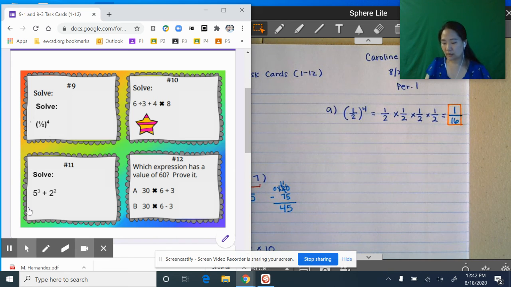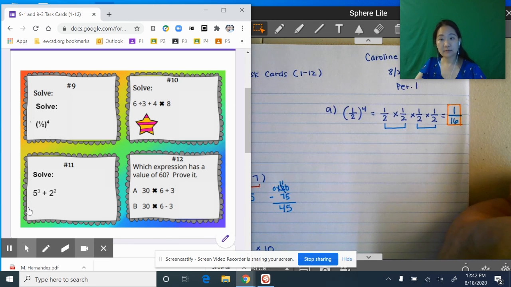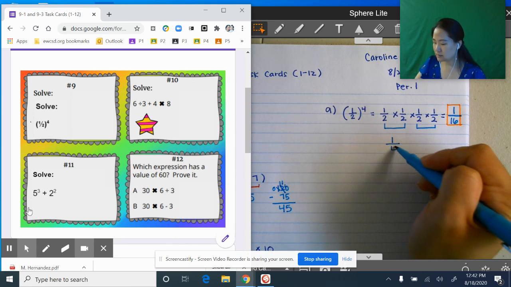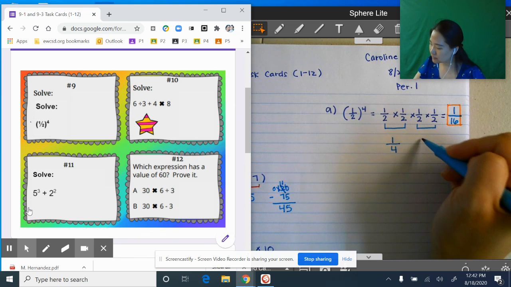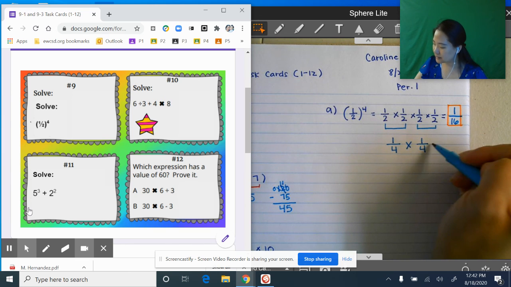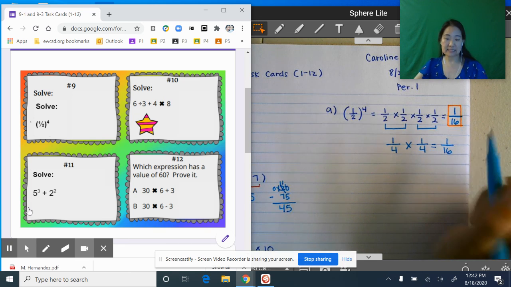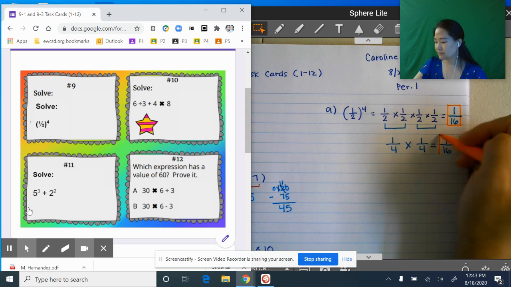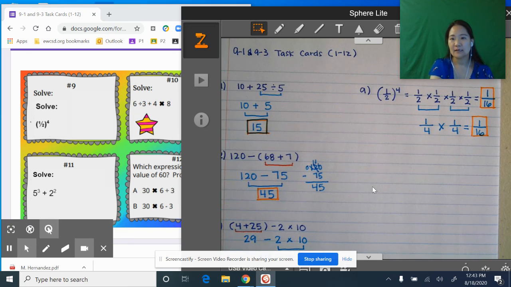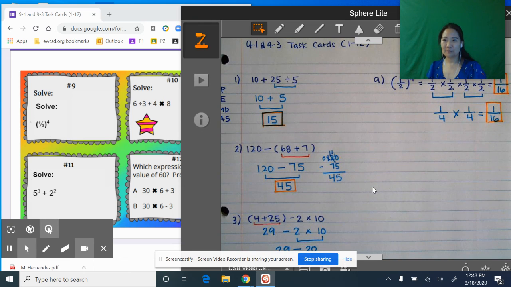All right? Or you can multiply in groups. So 1 times 1 is 1, and 2 times 2 is 4. And then you have another 1 times 1 is 1, and 2 times 2 is 4 here. And then multiply those. So you get 1 times 1 is 1, and 4 times 4 is 16. Same answer. Okay. All right, so here is my work, homework heading, name, date, period, and then here's my work.